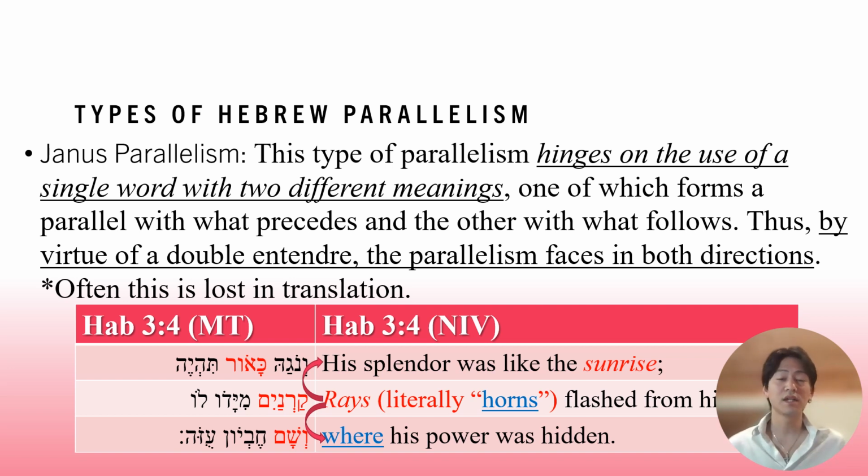So here you can see an example of Janus parallelism where this one word karnaim, because the English translation has to pick only one word, they pick rays, but it overlooks the nuance of this term, which also has the meaning horns. And because of this, sometimes this function of the parallelism, Janus parallelism, is lost, and the meaning is also lost in the translation.